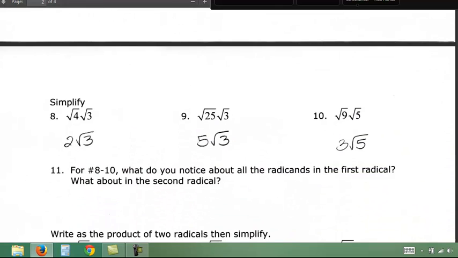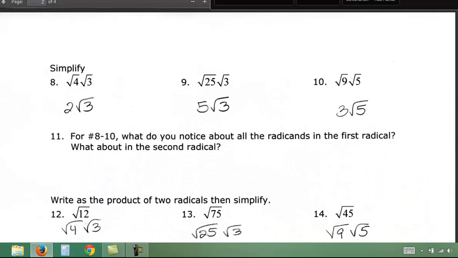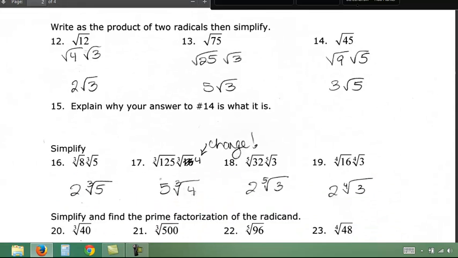Now, if you've done number 8 and simplified, notice that square root of 4 ends up to be 2. And so now we can just have 2 times square root of 3. Yes, we could have done square root of 12, but we could also do this. And this is just simpler.